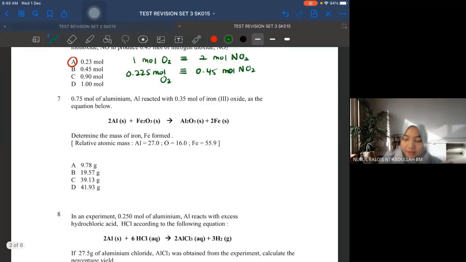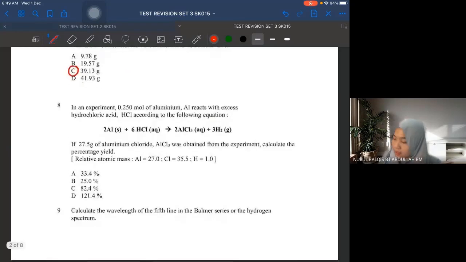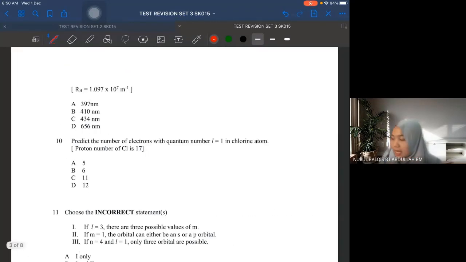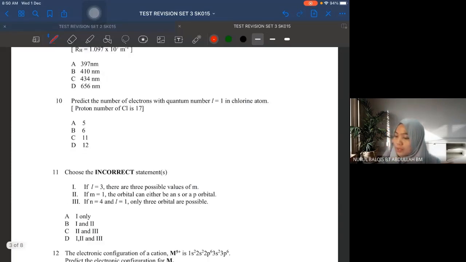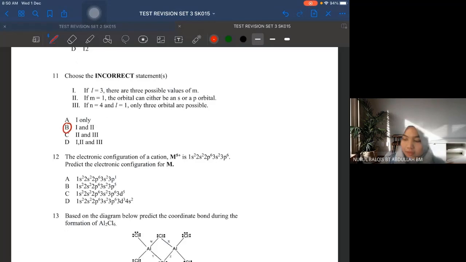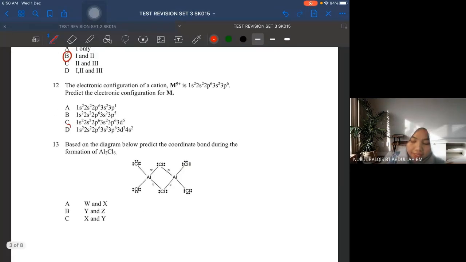Number 7, C. Number 8, C. Number 9, A. Number 10, C. 11, B. 12, D. 13 ada dua answer, C dengan D. C dengan D diterima sebab dia sama.